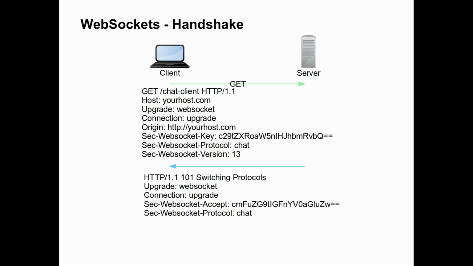So the server will reply HTTP 1.1, and then it will not reply 200 OK. It will actually reply 101 Switching Protocols. Again, it will say Upgrade, Connection. It will reply with that hash key, and it will mention which protocol it wants to talk. As soon as we have this situation, now information can flow in both directions using the protocol that they agreed on. In this case, I chose chat.